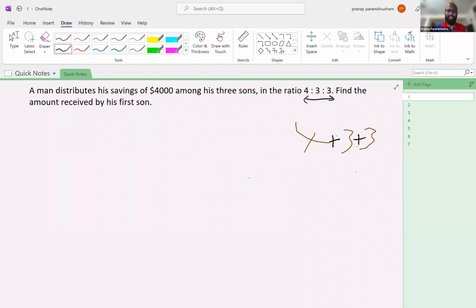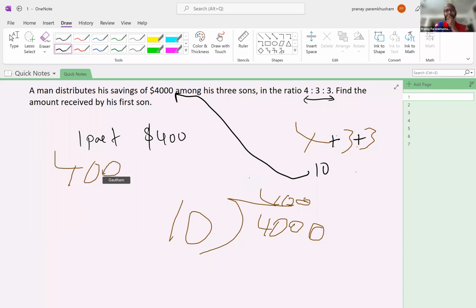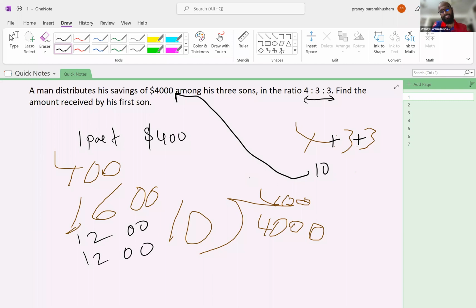10. Yes. Now this 10 should be divided into this amount. I think you know it. You don't need to divide it. Yeah, 400. So one part is $400, Gautam. So first son would get how much? 1,600. Yeah, that's it. And the other two would each get 1,200. Even try to add them. You would surely get 4,000.